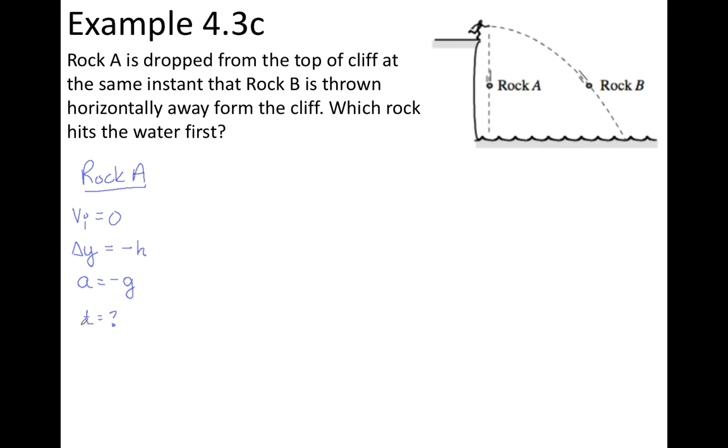So I need an equation that relates these four variables. And this equation is on your equation sheet, except it has delta x where I wrote delta y. I'm just switching the notation a little bit to note that we're looking at y motion instead of x motion. And if I fill in all of my variables that I have here, I can solve for t.